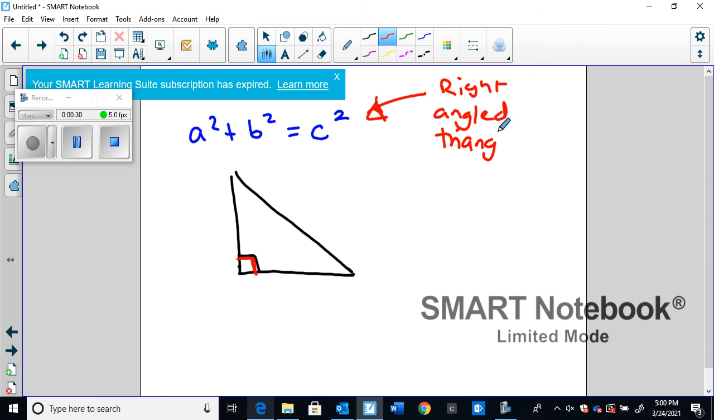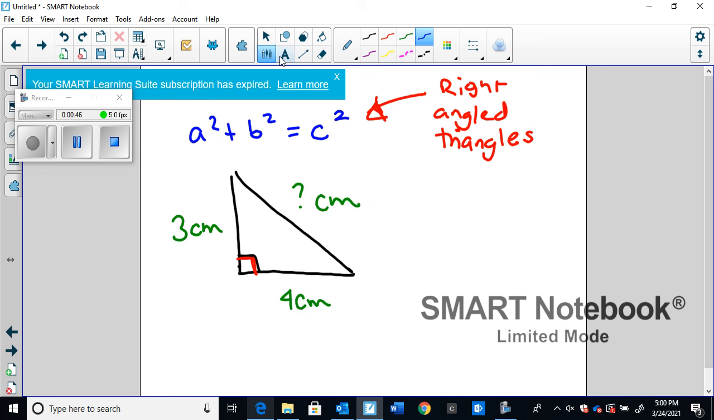And this is a good way to check if a triangle is right angled. If the Pythagorean theorem works, then it is right angled, and if it doesn't, then it's not. So pretend I give you these measurements: 3 centimeters, 4 centimeters, and an unknown number of centimeters.